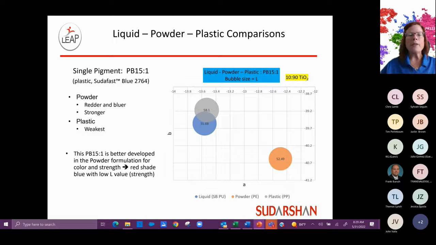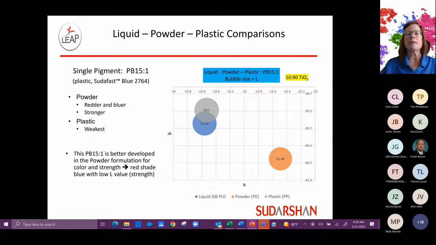The first thing that I wanted to point out was the liquid, which is the blue dot, and the plastic, which is the gray dot. They develop very similar color. However, the strength or the L value is far less in the plastic formulation than in the liquid formulation, which makes a lot of sense because the dispersion intensity of a plastics dispersion process is a lot less than a liquid dispersion process.